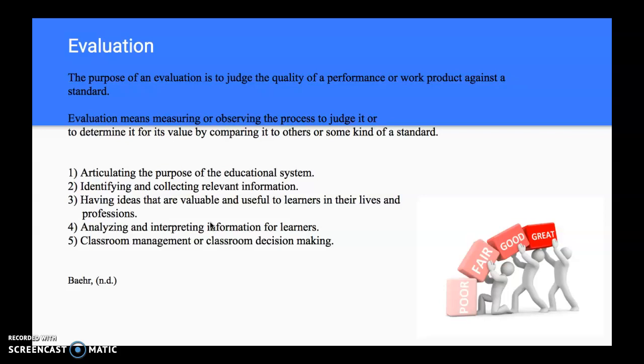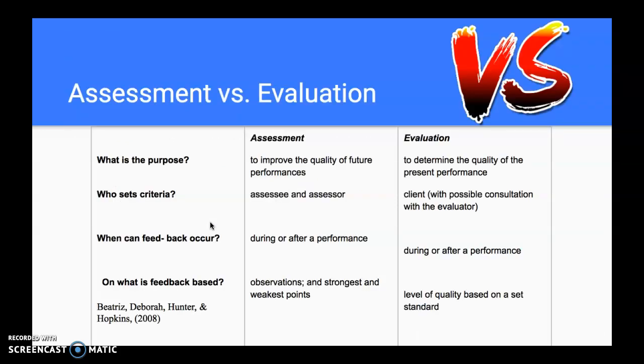Five parts of an evaluation: articulating the purpose of the educational system, identifying and collecting relevant information, having ideas that are valuable and useful to learners in their lives and professions, analyzing and interpreting information for learners, and classroom management or classroom decision making are all used based on evaluation. Next, we'll look at evaluation versus assessment and the different ways that they're used.